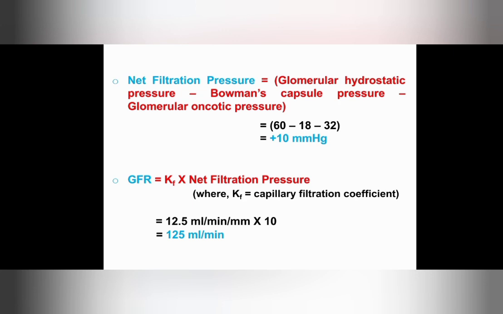125 ml per minute. So that is the normal value of GFR, 125 ml per minute. Or if you multiply 125 into 60 into 24, that is the total minutes present in a day, you will get the value of around 180 liters per day. So that is how the net filtration pressure and GFR are calculated.